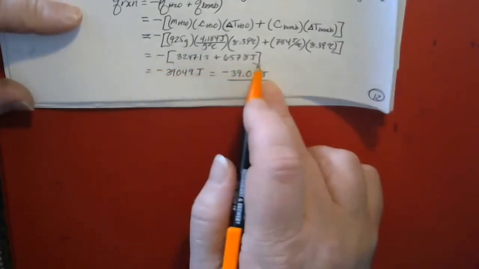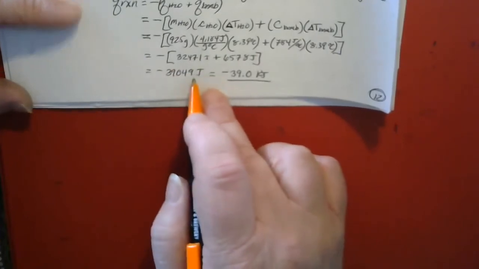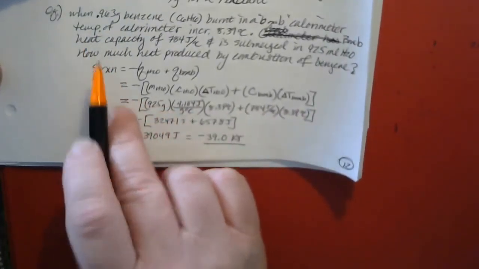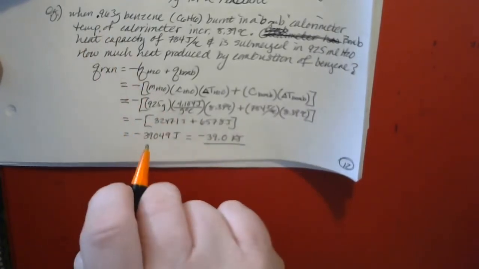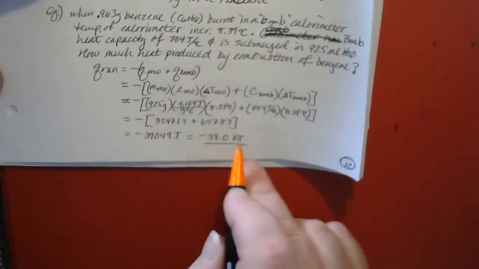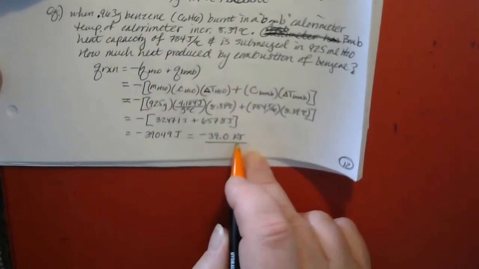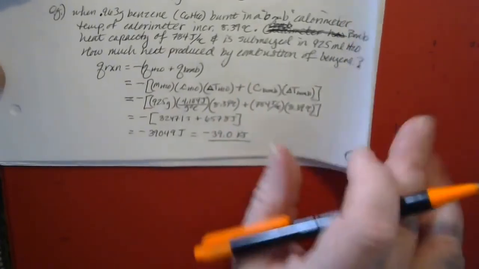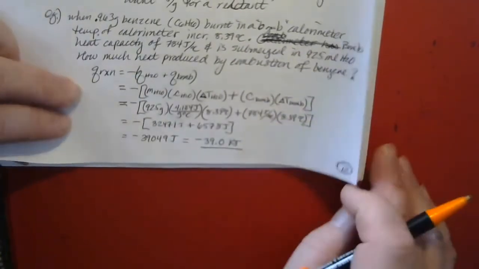And when you add the results of those two numbers up, you get negative 39,049 joules, or to put it in reasonable significant figures, I guess that would be negative 39,000 joules with no decimal point, or negative 39.0 kilojoules. And that would be three significant figures. All right.